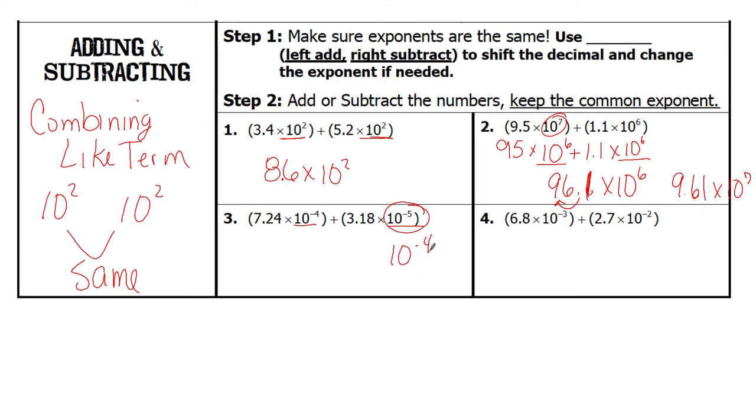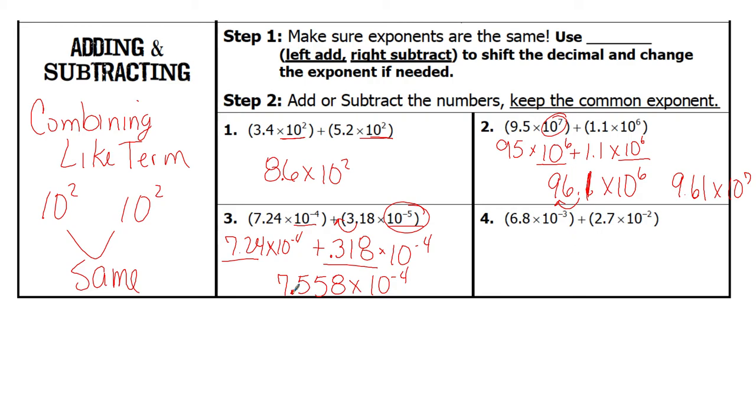So how I would rewrite this by saying, okay, well, I want to move it one more to the left this way. Because to make it 10 to the 4th, I've got to move it this direction. So now it's 318.318 times 10 to the 4th, and 7.24 times 10 to the negative 4th. Now I can add my 2 numbers, and I get 7.558 times 10 to the negative 4th, because this number is between 1 and 10.